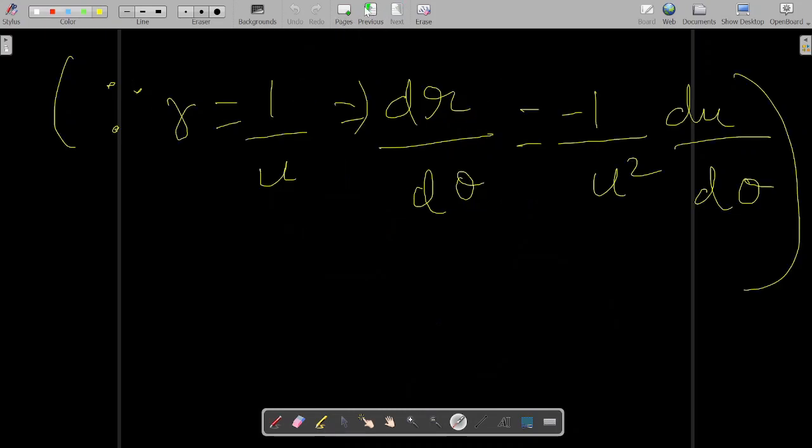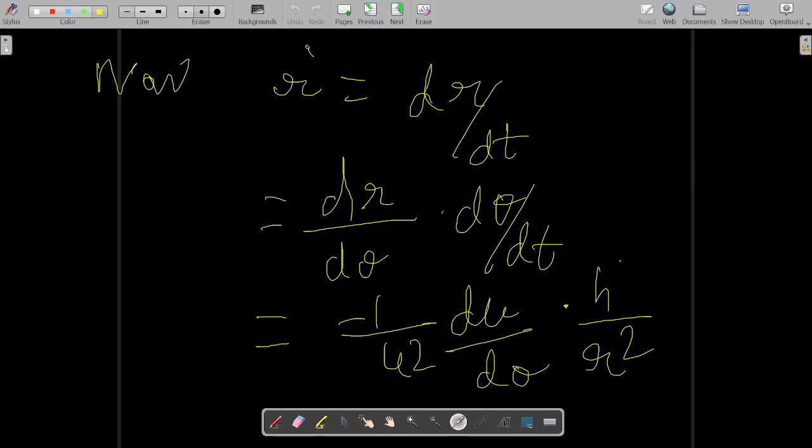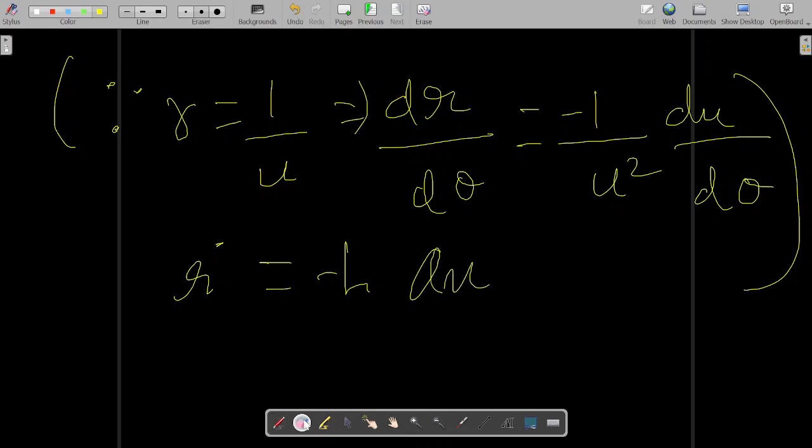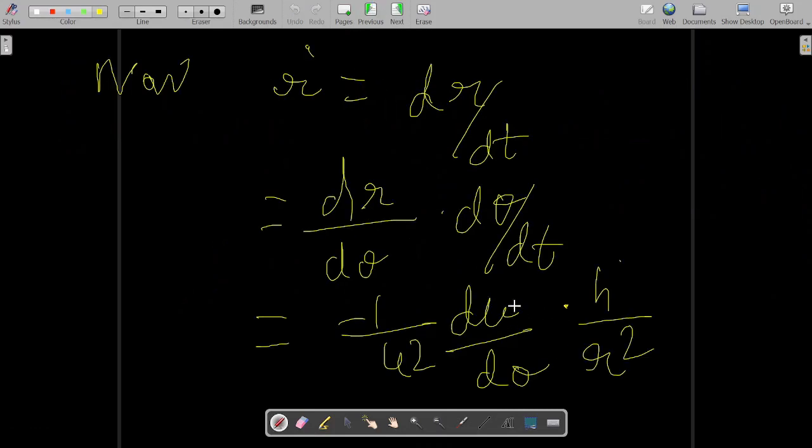So clearly this is the final step which we have written. So your r dot value will be equal to minus h du by d theta. How? Clearly see, this thing will turn out to be 1.